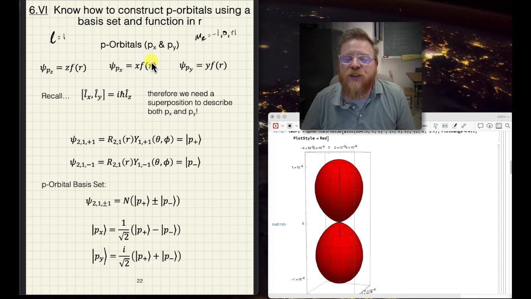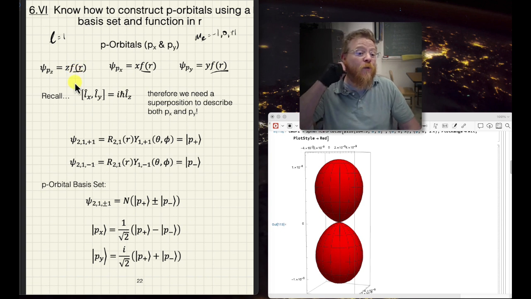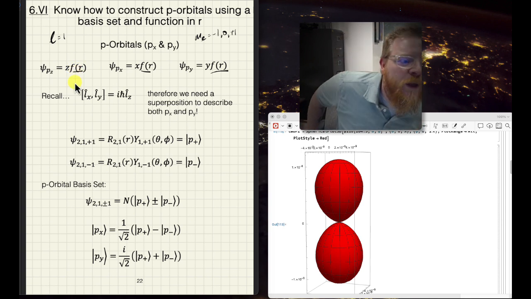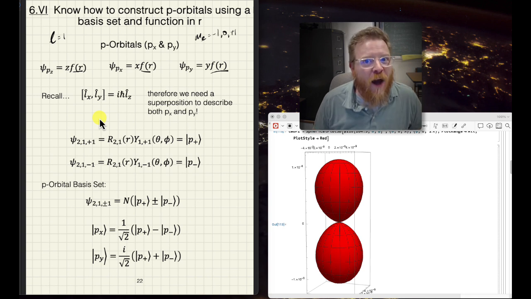Then Px should be x times the same function in f of r, and Py should be y times the same function in r. So all of these f of r functions should be the same. Recall, however, when we looked at more than one dimension, we got uncertainty in the other dimension.